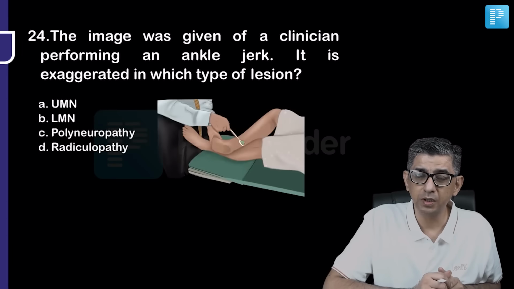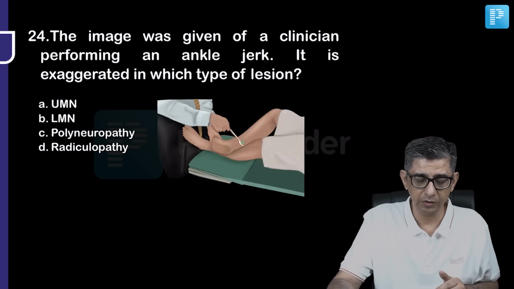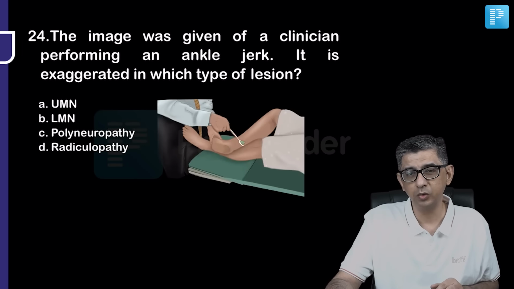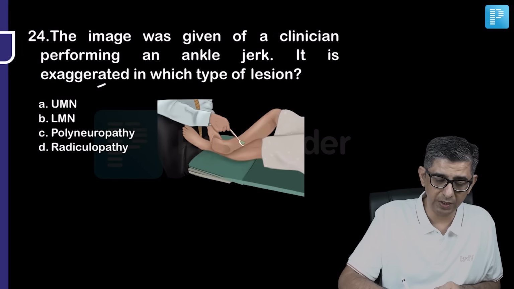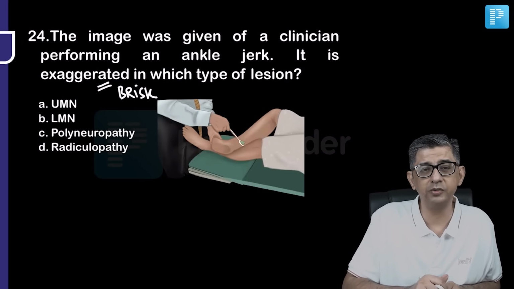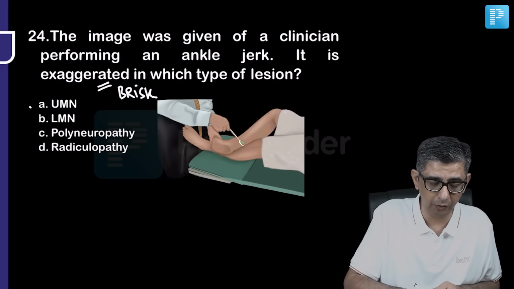The next question was a physiology based one. He said there was a clinician who's performing an ankle jerk. The root value will be S1. And he said, when would this be exaggerated? Exaggerated would mean when you would have a brisk ankle jerk. So that would be a case of upper motor neuron lesion.